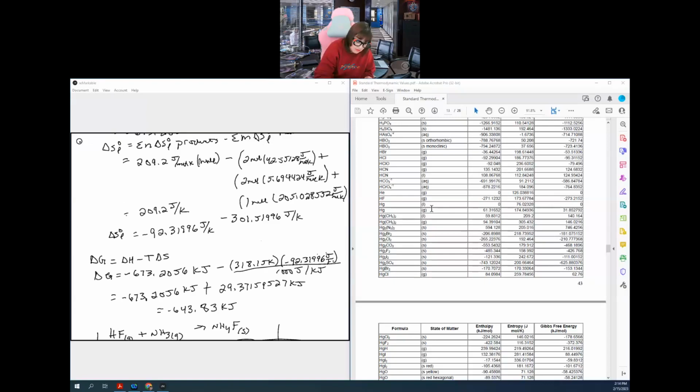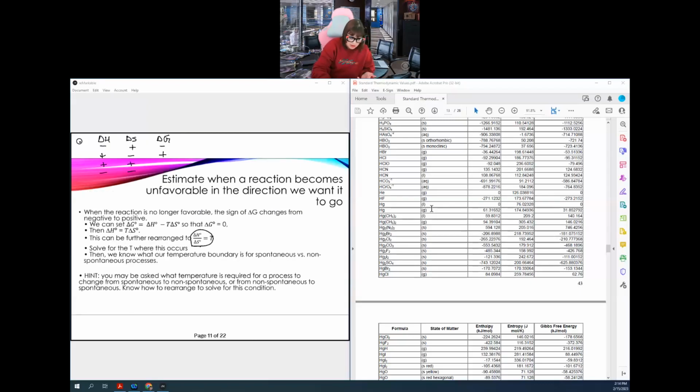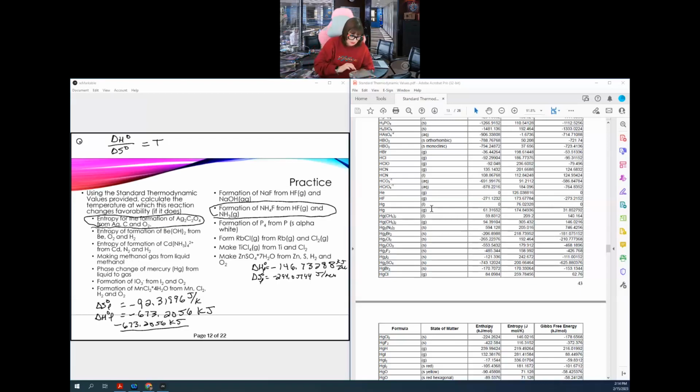Joules? Okay, it is joules. Just want to make sure we were in joules and not kilojoules. So I want to do a conversion on that one before I do that. So I'm going to take my negative 92.31996 and divide that by 1,000.